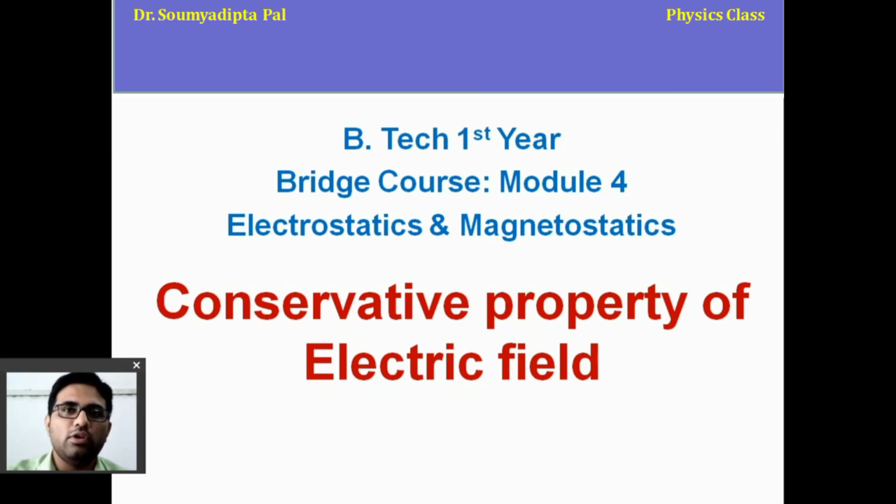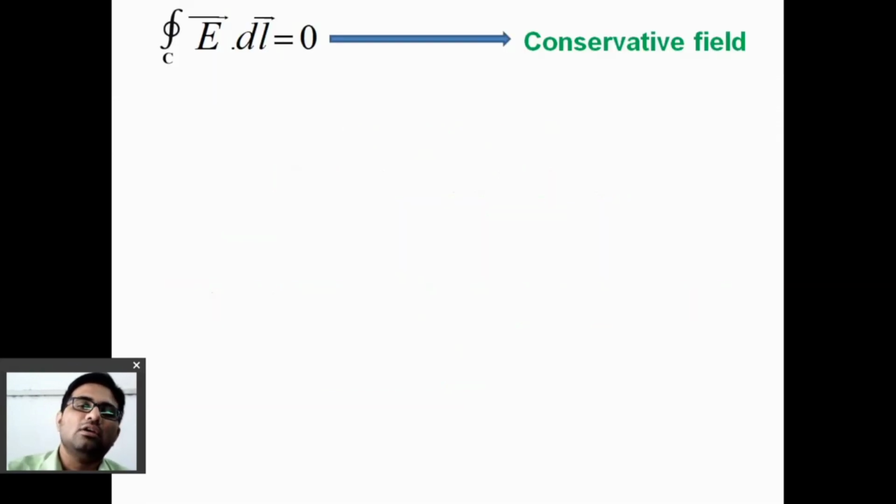Now if we use Stokes theorem, we get that the closed line integration of E dot dl will be 0. Closed line integration of any vector field is also called closed path integration. Today we will discuss that if the closed line integration of E dot dl is 0, it means the electric field is conservative in nature.